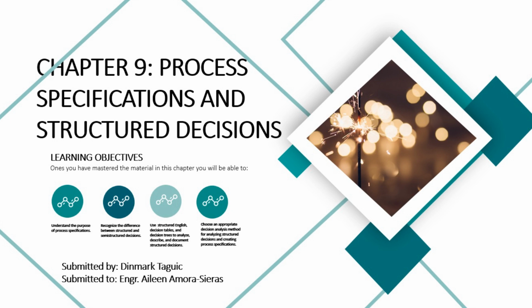Learning Objectives. Once you have mastered the material in this chapter, you will be able to understand the purpose of process specifications. Recognize the difference between structured and semi-structured decisions. Use structured English, decision tables, and decision trees to analyze, describe, and document structured decisions. Choose an appropriate decision analysis method for analyzing structured decisions and creating process specifications.